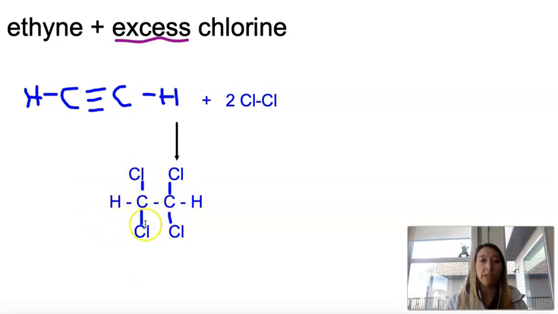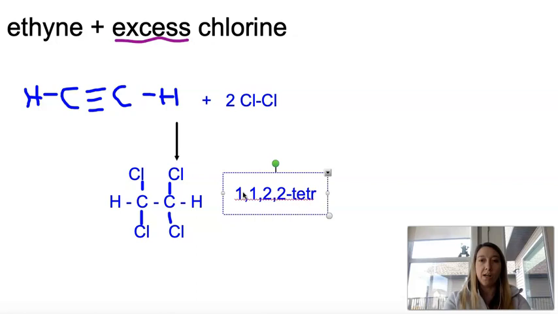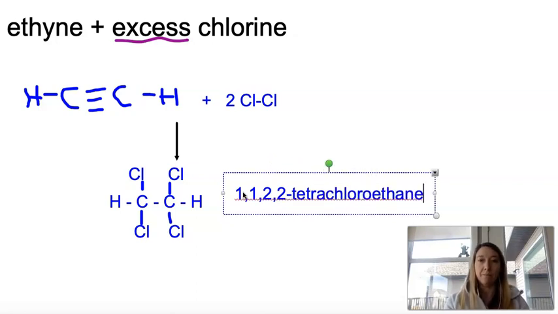I could have had 3 over here and 1 over here, but obviously that didn't work because we already had a hydrogen attached to each one of those. So naming wise, it's going to be 1,1,2,2-tetrachloroethane.